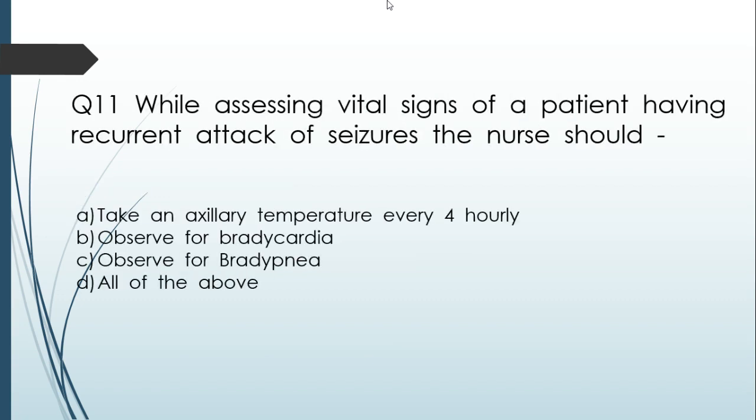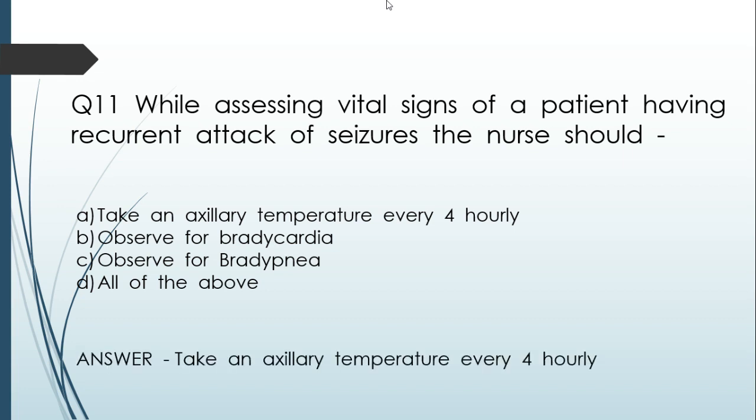Question number 11. While assessing the vital sign of a patient having a recurrent attack of seizure, the nurse should option A take an axillary temperature every 4 hourly, option B observe for bradycardia, option C observe for bradypnea, and option D all of the above, and its answer is take an axillary temperature every 4 hourly.